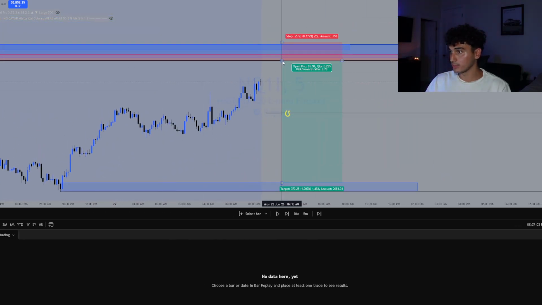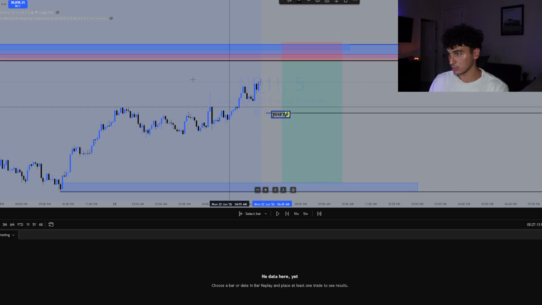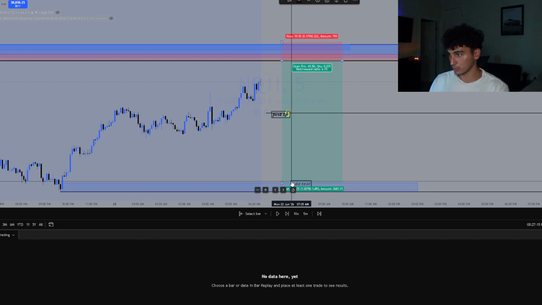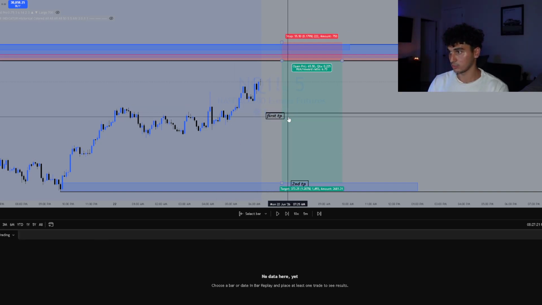Entry point would be right here at a break below this low. Stop loss is an invalidation above these highs. First TP is right here at this low. We can go ahead and mark it out. Second TP is down here at this low. We can go ahead and mark it out. Now, boom. Let's go ahead and watch this play out.